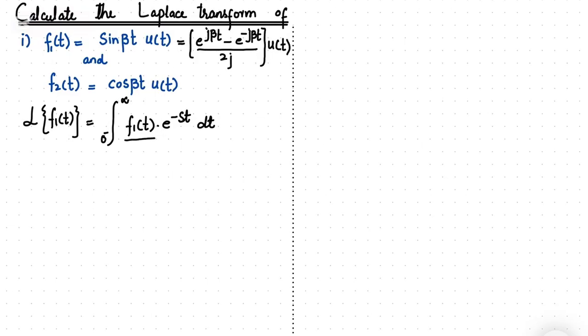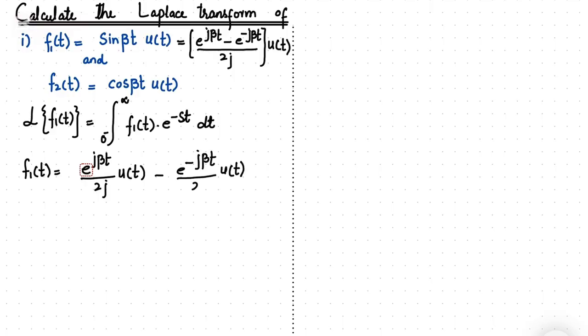If I put f1 of t equal to sine of beta t into u of t here, I would need to use the integration by parts formula, and it would be much easier to use Euler's identity to calculate the Laplace transform of sine of beta t, because our f1 of t is now written as e raised to power j beta t over 2j into u of t, minus e raised to power minus j beta t u of t, divided by 2j.